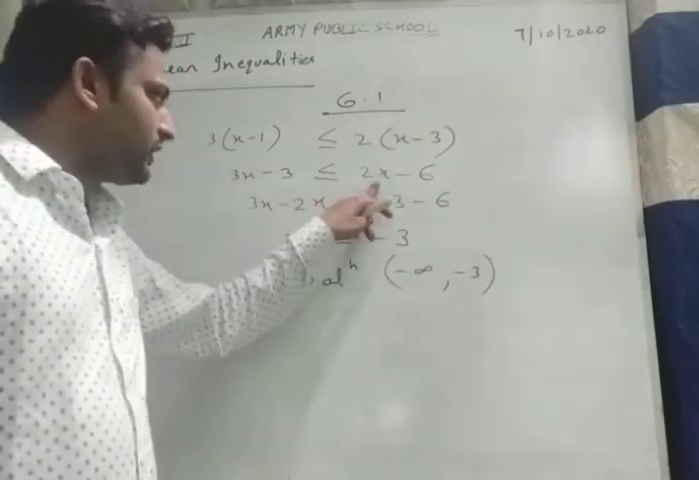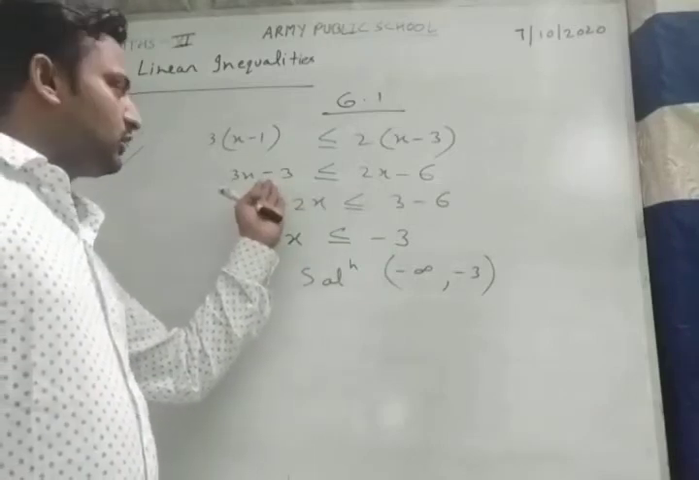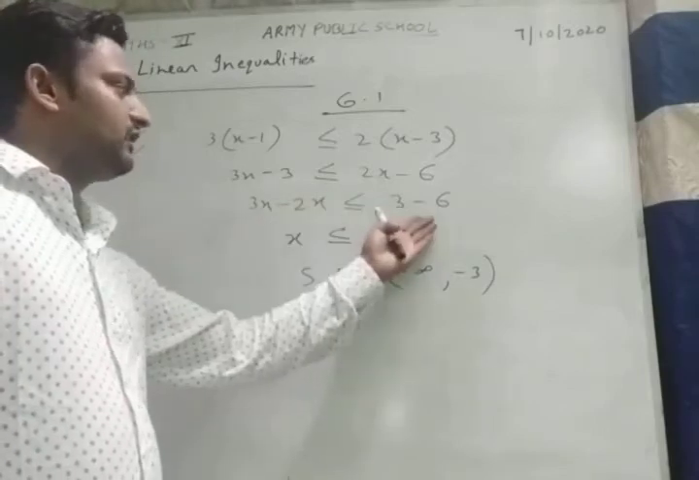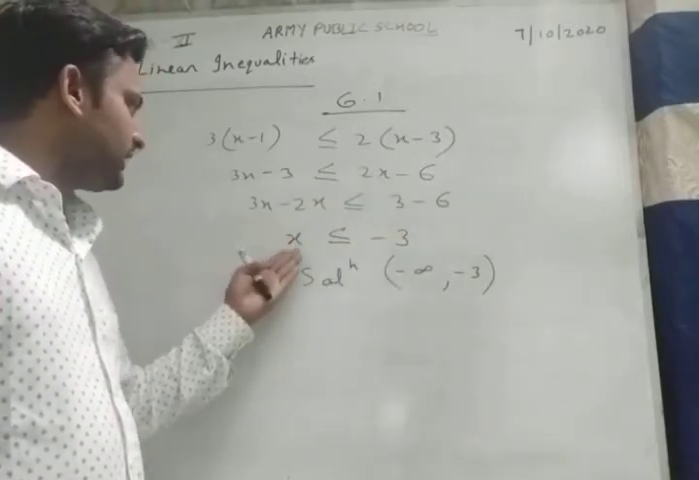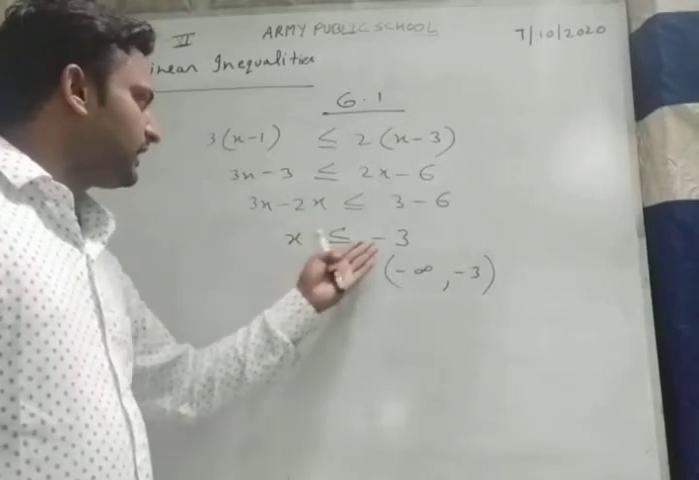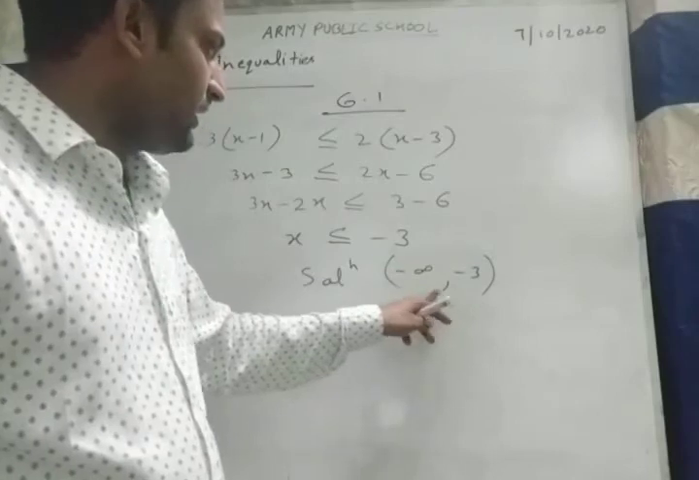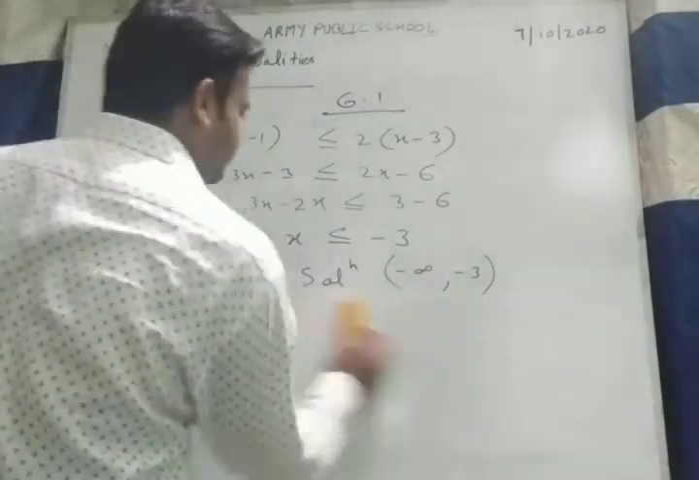Now transpose this 2x to the left hand side and this minus 3 to the right hand side. We get 3x minus 2x and 3 minus 6. So after subtracting we get x, and this will be less than minus 3. So the solution will be minus 3 and minus infinity. Next question.